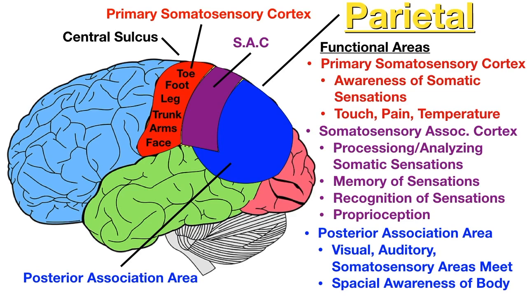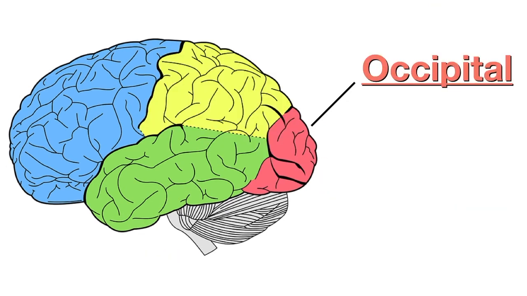But we're going to talk more about proprioception in this next area, which is the posterior association area. You can see that this area is not only in the parietal lobe, but it also dips into the occipital lobe and temporal lobe. And there's a reason for this. The somatosensory stimuli from the parietal lobe, the visual stimuli from the occipital lobe, and the auditory stimuli from the temporal lobe all meet at the posterior association area, and we process and analyze all this information, which helps us with proprioception and to develop spatial awareness of our body position and everything around us. So these are the main functional areas of the parietal lobe. Again, when you think of the overall function of the parietal lobe, think of somatosensory. Now we're going to talk about the occipital lobe.